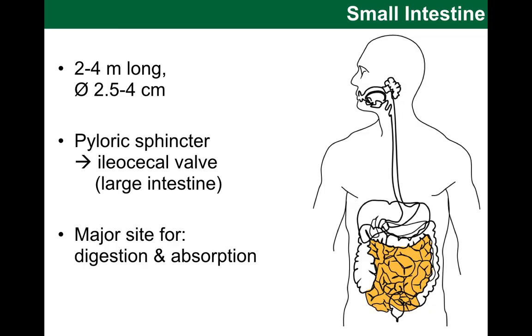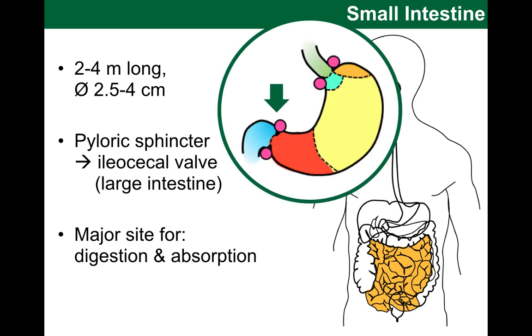These are about 2 to 4 meters long and have a small diameter of 2.5 to 4 centimeters. For those of you who prefer the imperial scale, we are talking about 7 to 13 feet in length and approximately 1 to 1.6 inches of diameter. The small intestine starts at the pyloric sphincter, which you might remember from our discussion of the stomach, and ends where the large intestine starts, at the ileocecal valve, which precedes the cecum, the first part of the large intestine.